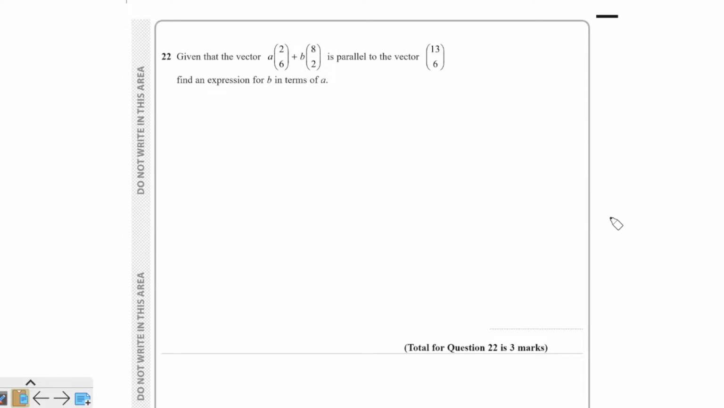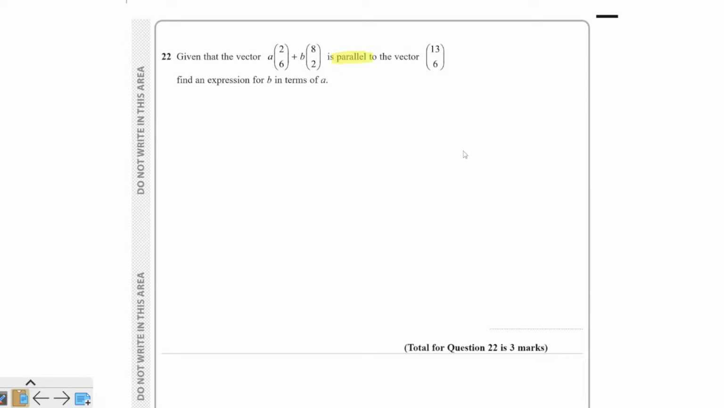Given that the vector a, (2, 6), plus b, (8, 2), is parallel to the vector (13, 6), find an expression for a in terms of b. So the key thing here is parallel. What do we know about parallel vectors?